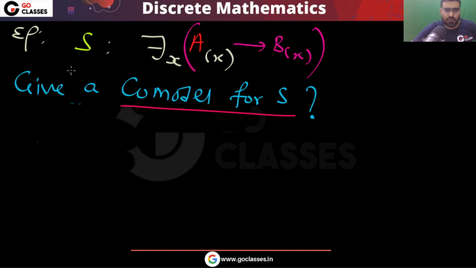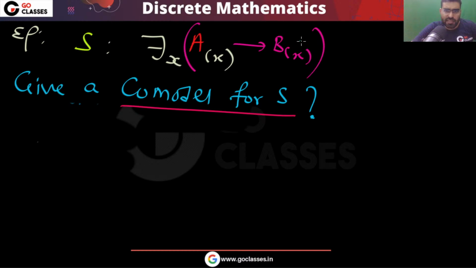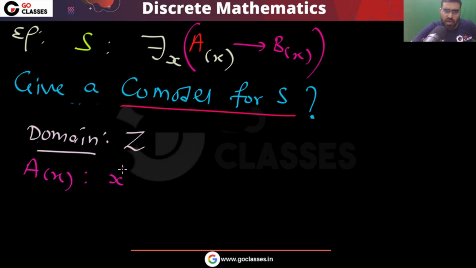If you want to make this expression s false, then for every element in the domain, you have to make it false. So the co-model that you can give me, you can very easily give like this. For example, you can say the domain is the set of integers. And ax, you can say x square is greater than or equal to 0. And bx, you can say x is even.